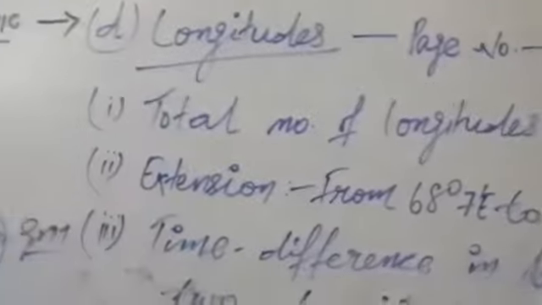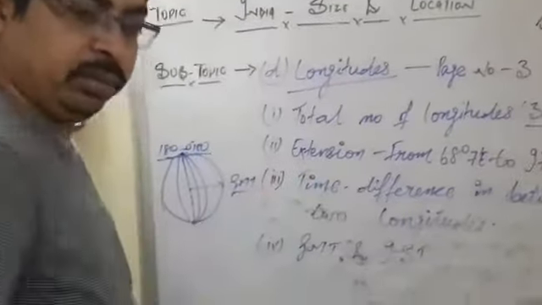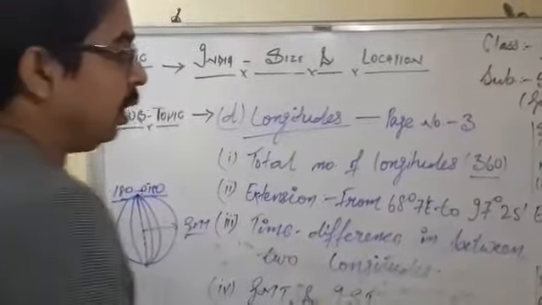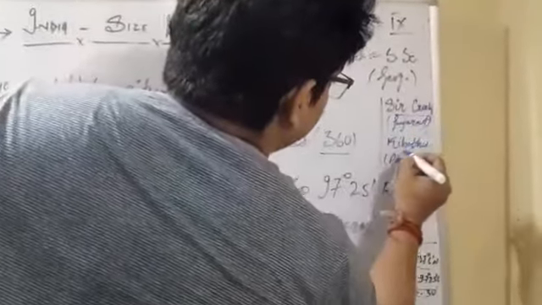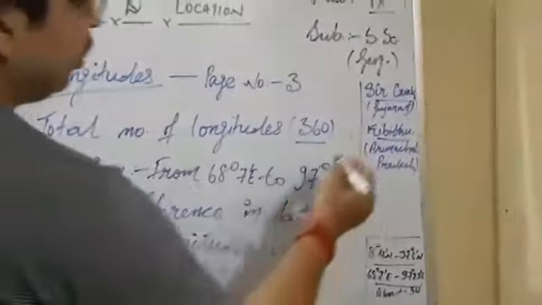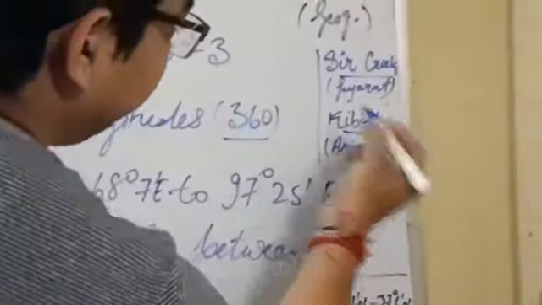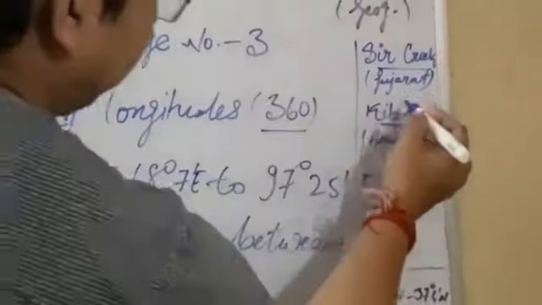Then in the second point, we see the extension of India. Here I already wrote down the names of the places. This is Sir Creek and this is Kibithu, one in Gujarat and one in Arunachal Pradesh.